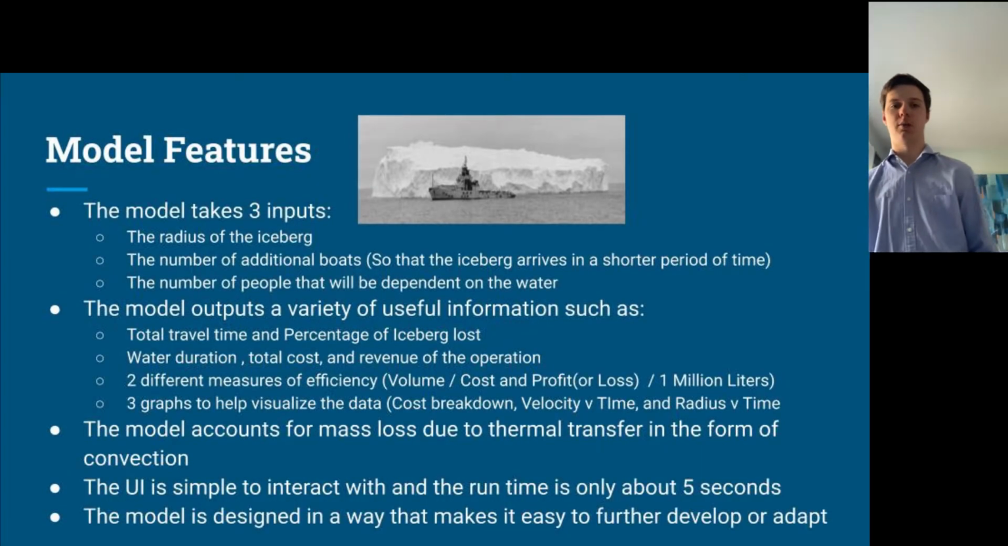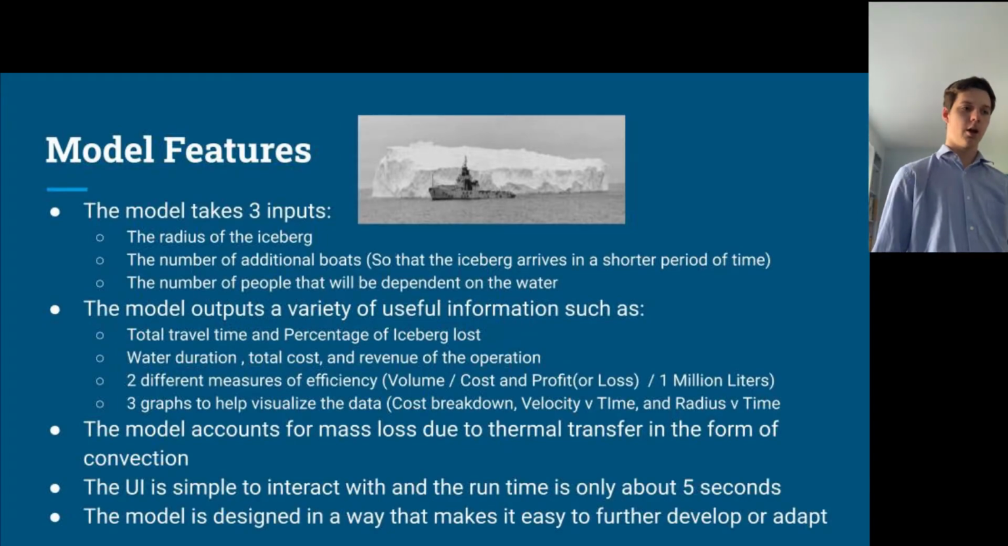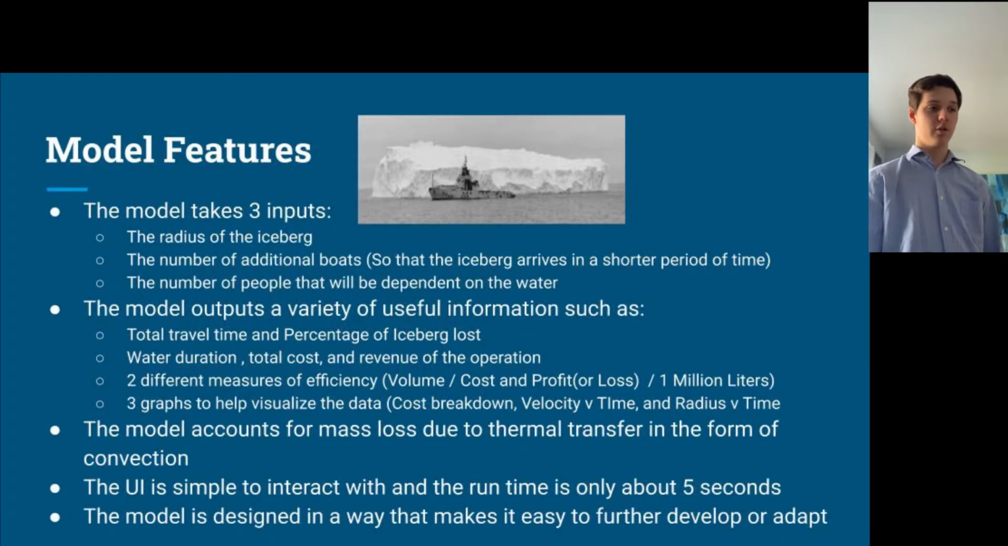The model we created has many distinguishable key features. First off, the model takes three inputs from the user: the radius of the iceberg, the number of additional boats, so if you want the iceberg to travel faster in a shorter period of time, you would add additional boats, and the number of people that will be dependent on the water. So whether that be the population of Cape Town, or maybe you only want to supply half the population because you want to supplement the water that's already there.